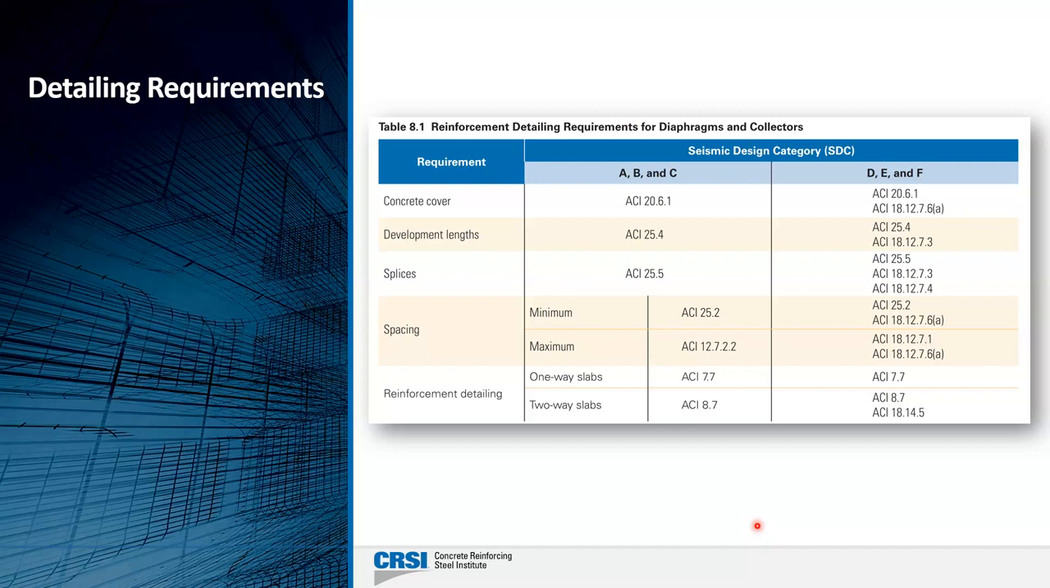So we don't want to miss anything that's important, and that's why we summarized everything here in one table, so that you're guaranteed not to miss an important detailing requirement for the diaphragms and collectors based on seismic design category. Like I said, you've got to go through multiple chapters, as you can see very clearly here, and it's real easy to miss something. So we thought this table might be useful to get us in the right place and not miss anything important.